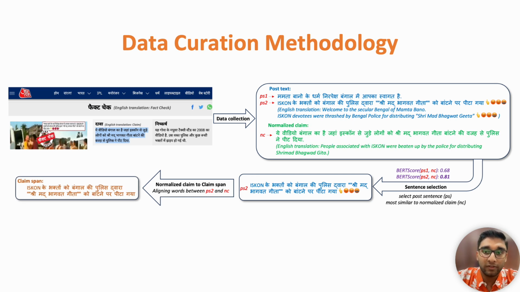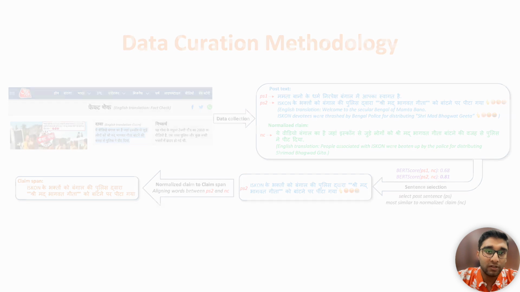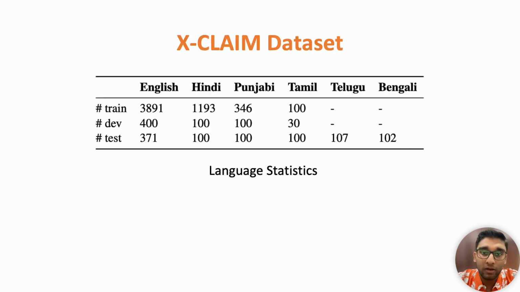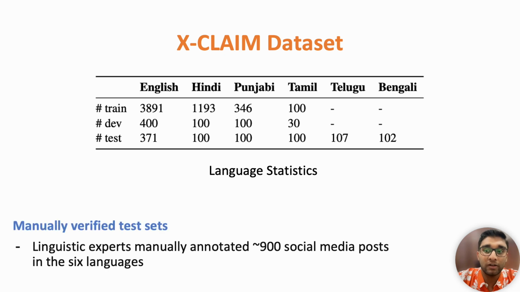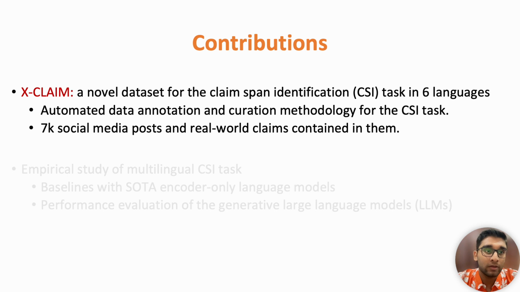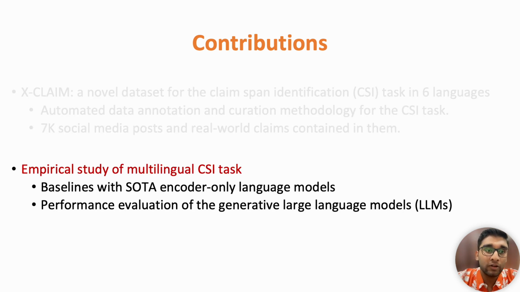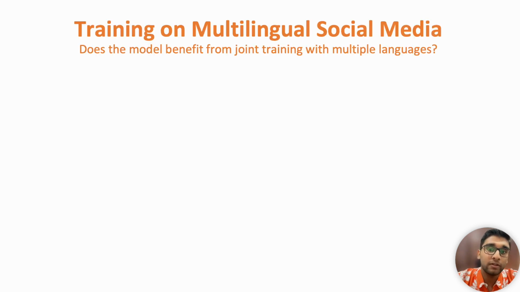This concludes our discussion on data curation. Using this methodology, we create the XClaim dataset, whose language statistics are shown here. We created the test sets by manual annotation of nearly 900 social media posts in the 6 languages. So far, we have seen the dataset details. Now let us move towards the experiments on the multilingual CSI task.